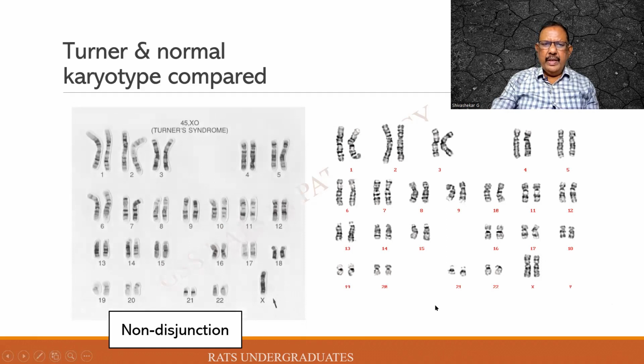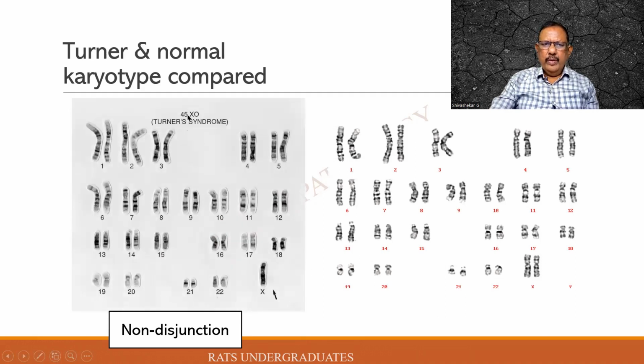Now, what happens in a case of Turner's syndrome? 45X0. In the normal karyotype there are two X chromosomes, whereas here there is a single X chromosome, and that is because of non-disjunction, failure to separate. So that chromosome is not brought over here. There is a defect in the X chromosome.